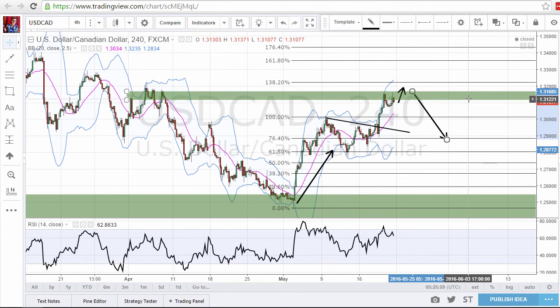I will have my price alerts here around the levels that I pointed out, and then I will take it as price moves along during the week.